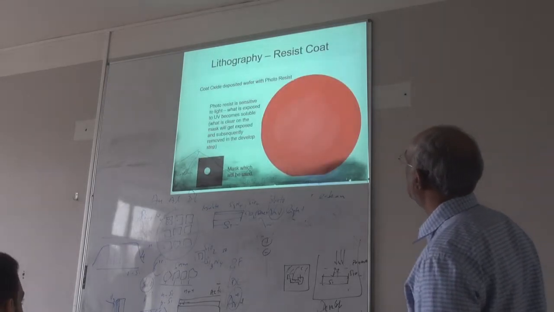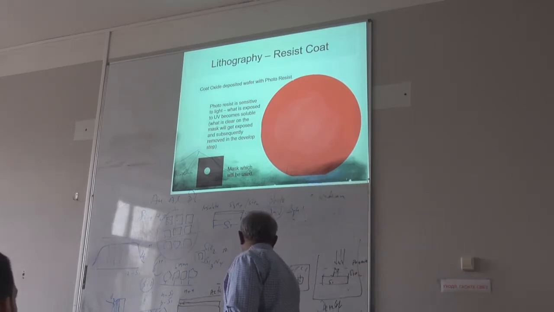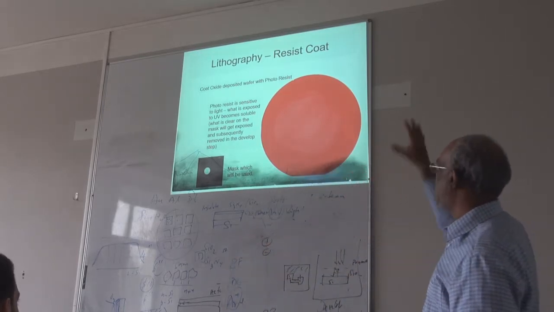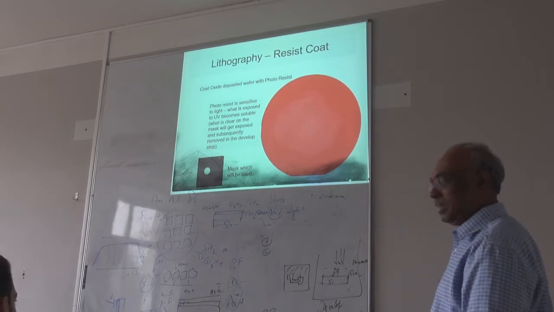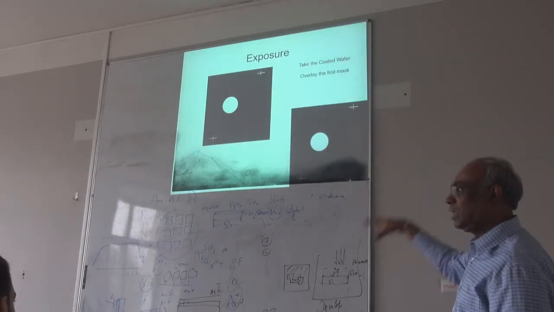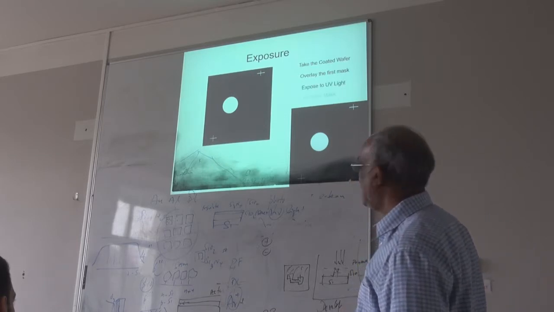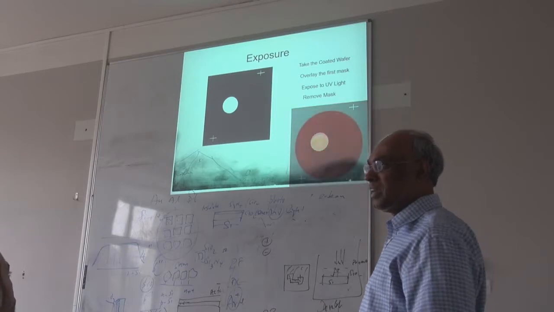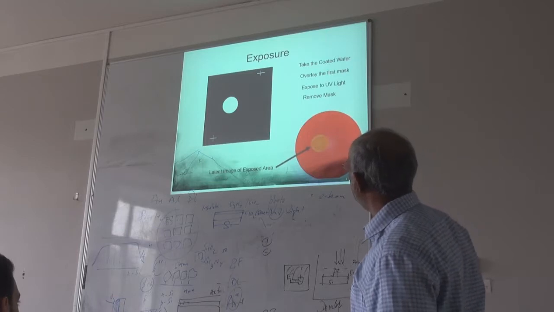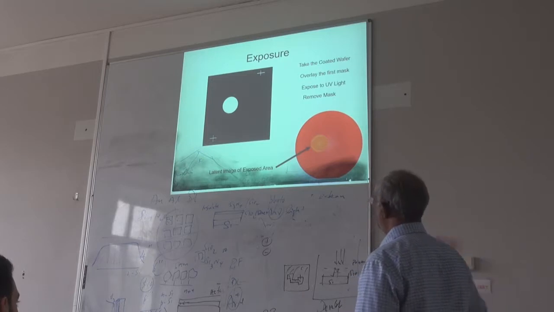Now I put my photoresist, right? So that's what this looks like. Then what do we do? We put the mask on that one. Take the coated wafer and put the mask on it. Now I have to expose it to light. I'm exposing it to UV light, then you remove the mask.